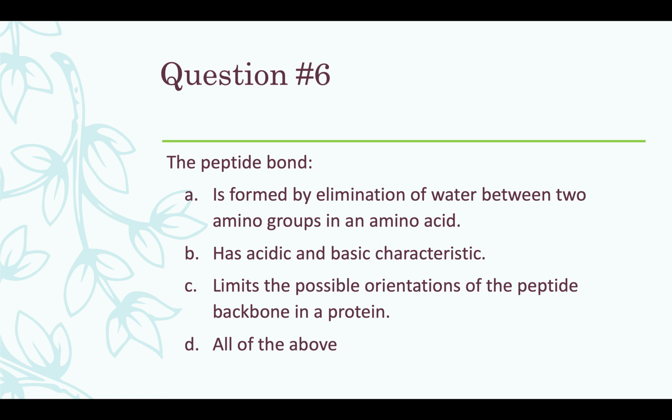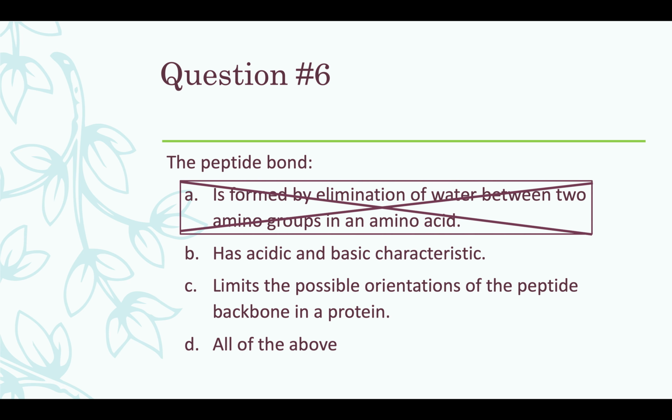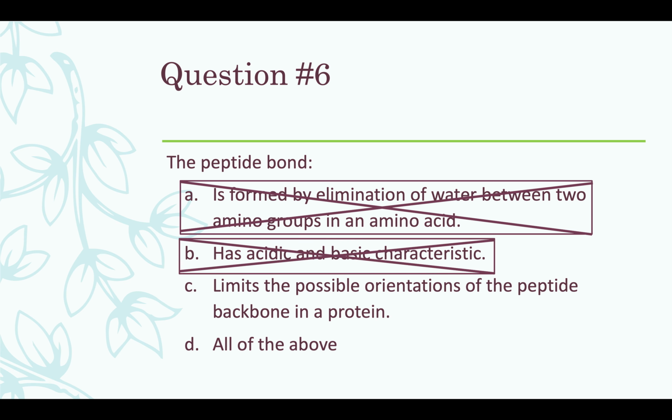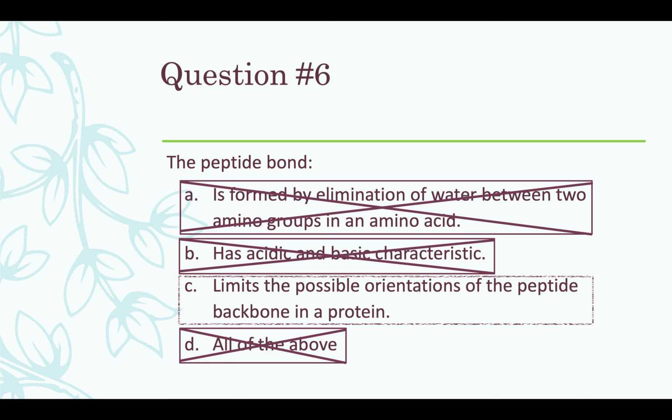So letter B naman, so wrong yan, no? Letter B says that peptide bond has acidic and basic characteristic. This is wrong as well because it's your amino acid that has amphoteric property, not the peptide bond. So ibig sabihin, letter D is also wrong, which leaves us with letter C as the correct answer.